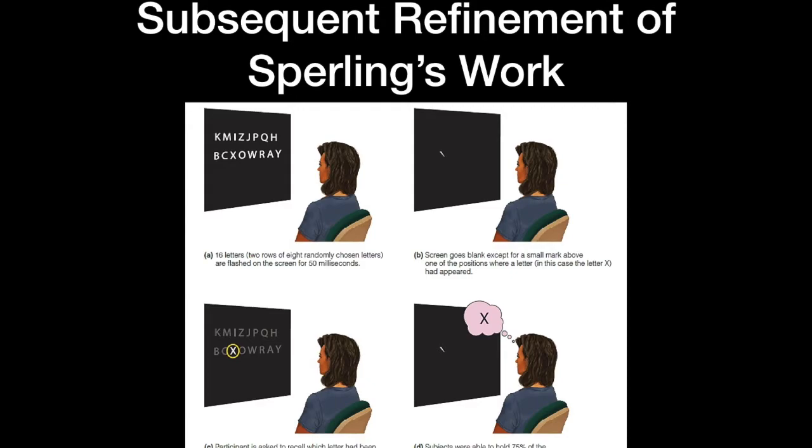Participants were able to recall letters 75% of the time. Therefore, they concluded that 12 letters, which is 75% of 16 letters, can be stored in the iconic memory.